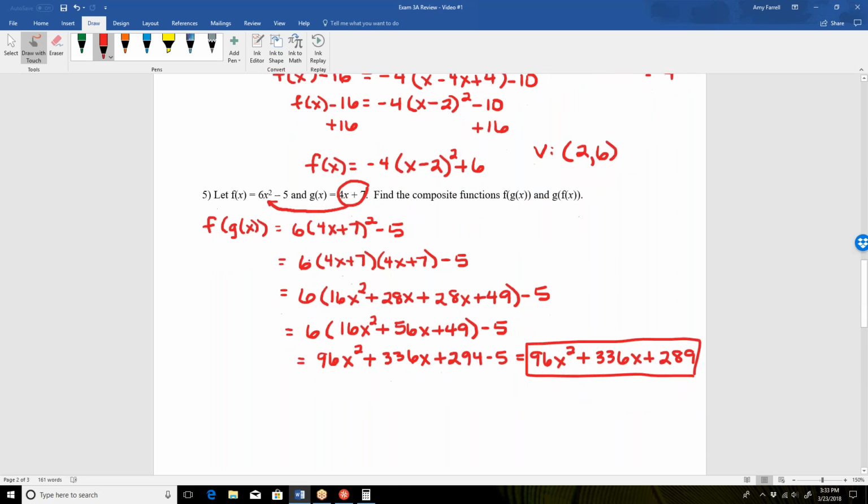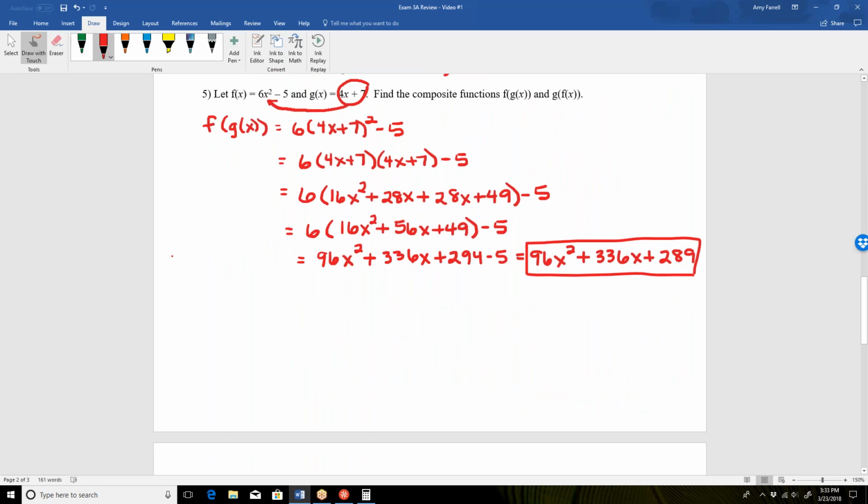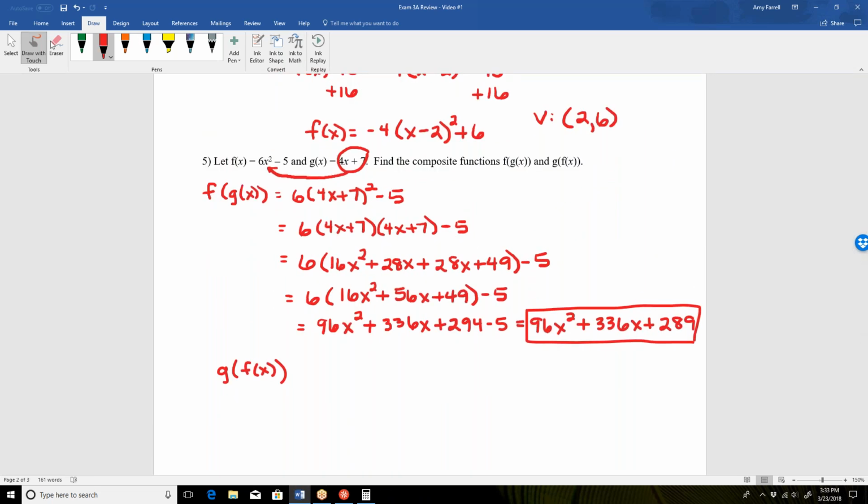Okay, but then it also asks us to find g of f of x. This one, g of f of x, actually won't be quite this long. So in this case, we want to plug f into g this time. So this time, I'm going to take this function f and plug it into g where I see my x. So 4, but then in the place of x, I'm going to put in the function f. So I'm going to replace x with the function f.